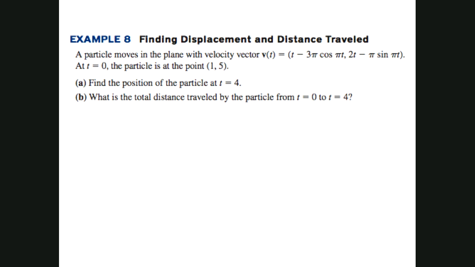All right, so let's go. Let me see if they were wanting you guys to use a calculator on that or not. I'm looking at that, thinking that'd be a pretty tough problem to do without a calculator, but that's t squared. Well, maybe it can be done without a calculator. Let's find the position function at t is equal to 4. So that means I just have to take the integral of t minus 3 pi cosine pi t, and then the integral of 2t minus pi sine of pi t.